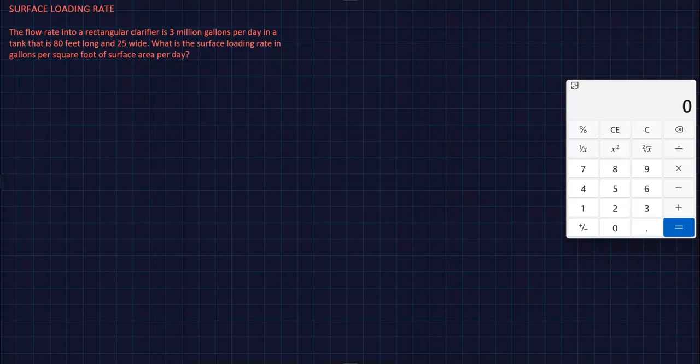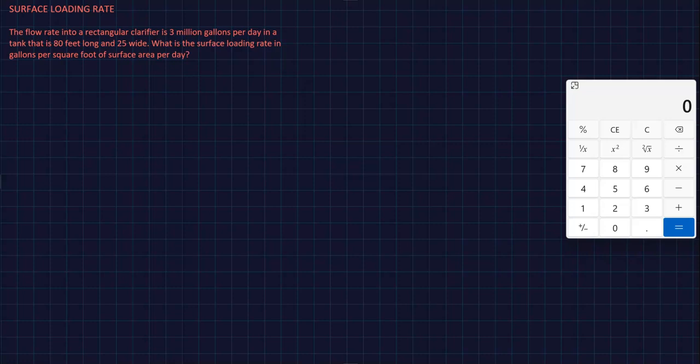This is a surface loading rate problem. It comes from an operator here in Connecticut. This appeared on part 2 of the Sacramento wastewater course. So we have a problem here, surface loading rate. The flow rate into a rectangular clarifier is 3 million gallons per day in a tank that is 80 feet long and 25 feet wide. What is the surface loading rate in gallons per square foot of surface area per day?